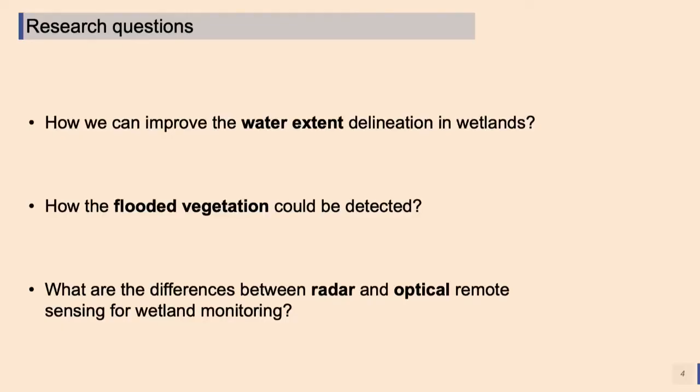And what's the relationship between remote sensing and this research? It comes up when we go through these questions. We wanted to improve the water extent delineation in our wetlands, so we also needed to detect the hidden water below the vegetation. So we go through different types of remote sensing, radar and optical, and we compare these two methods to see what we can gather to improve detection of water that's not visible with the optical sensors.